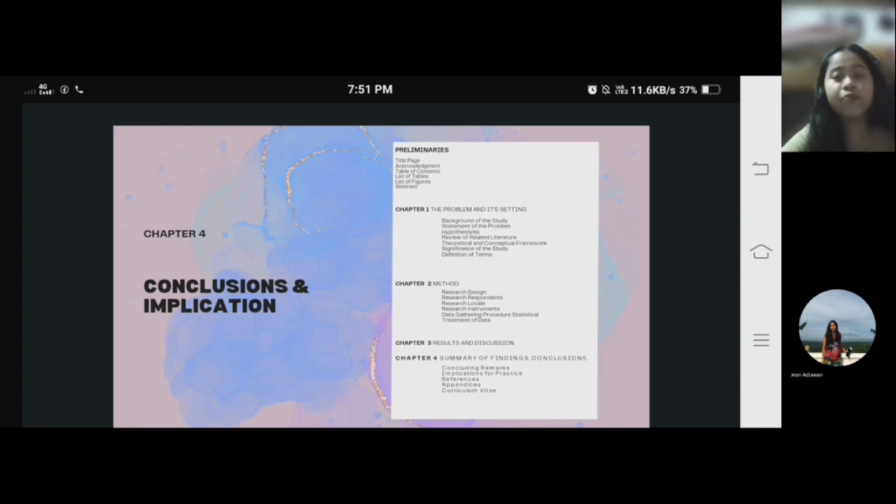So in chapter 4, it includes the concluding remarks, implication for practice, reference and appendix, and curriculum vitae. So first is concluding remarks. In concluding remarks, it clearly states the answer to your main research question, and the second is the implication for practice. It will discuss what your findings might mean for individuals who work in your field of study.